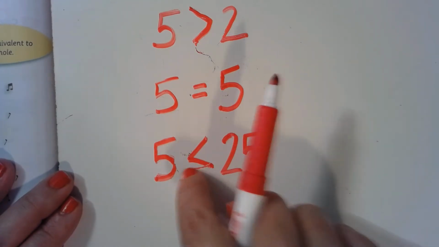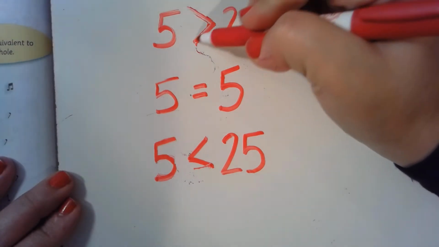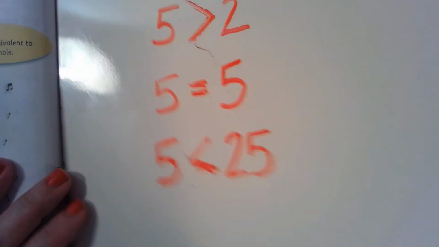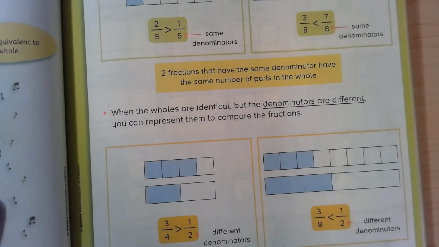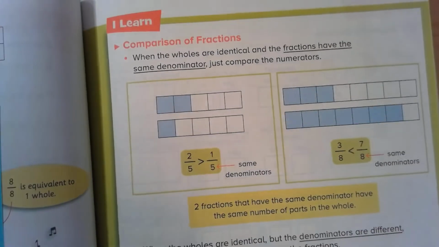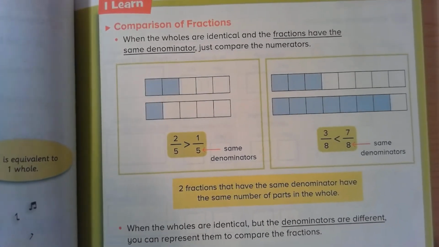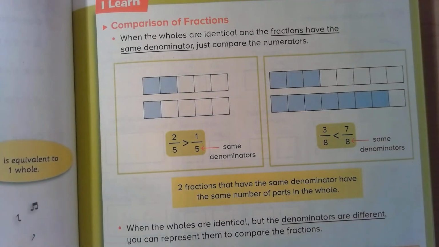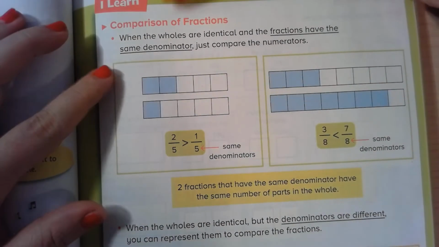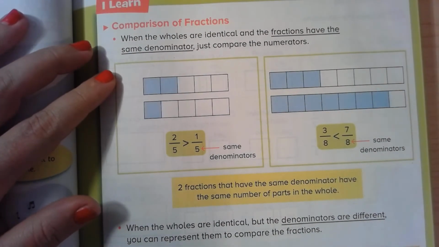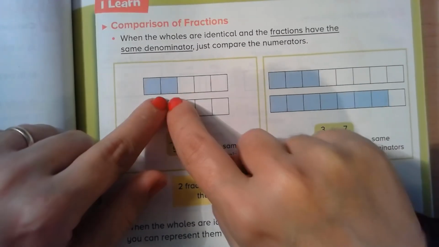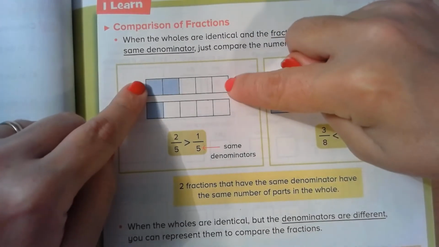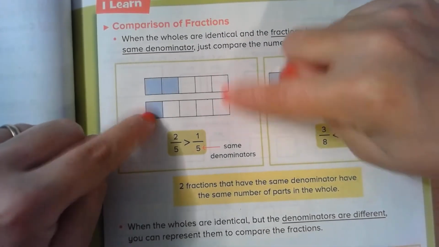So, when we compare fractions, we use the same symbols. We use greater than, equals, and less than. Back to the book. All right, page 81. Comparison of fractions. In order to compare fractions, you really have to look at the denominator. When the wholes are identical, they mean like the whole shape here. So you see this rectangle? It's the exact same whole as this rectangle. They line up, don't they?